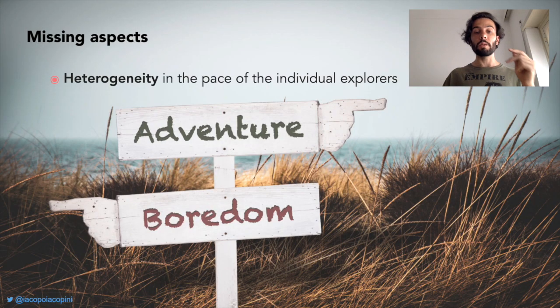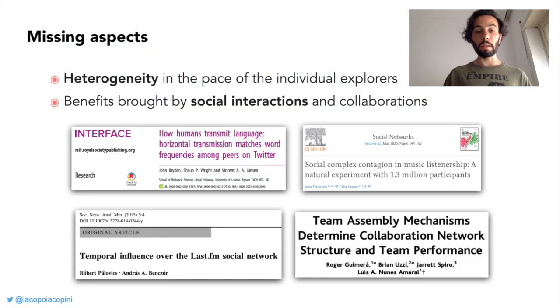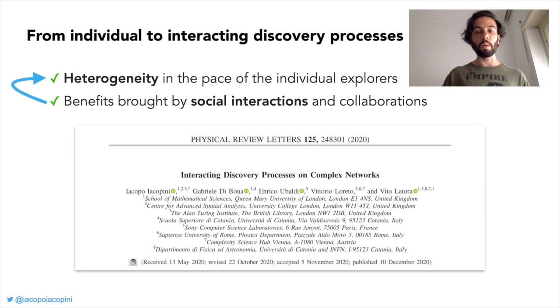One is the heterogeneity in the pace of the individual explorers, so some might be more keen on adventures and others might be what we call exploiters, for example. The other, which is crucial, is the benefit brought by social interactions, which are completely neglected, while we actually have strong empirical evidence that social influence is a thing and peer pressure matters a lot. So in this lecture, what we propose is to couple different discovery processes together, and by doing this, we will recover the heterogeneity in the pace of exploration.